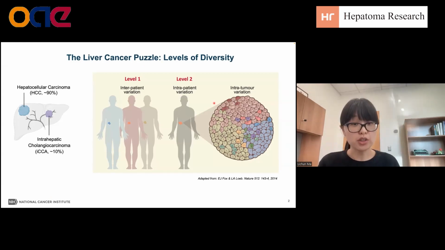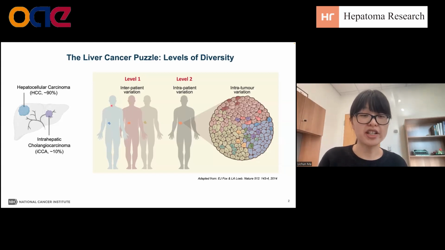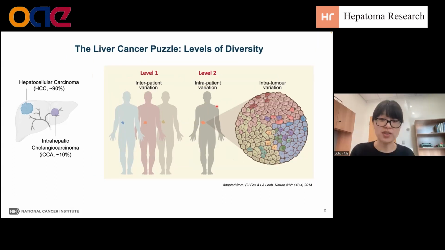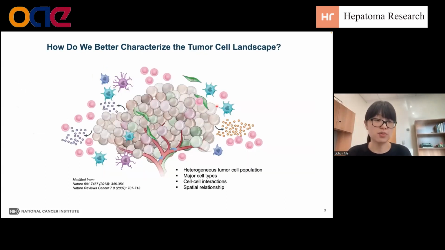Both clinical subtypes of liver cancer are very heterogeneous, with vast molecular heterogeneity both between patients and within a specific patient. Those two layers of tumor heterogeneity make liver cancer one of the most difficult to treat malignancies and bring critical challenges to identify biomarkers for diagnosis, intervention, and prognosis. The question is, how do we better characterize the complex landscape in liver cancer, including the heterogeneous tumor cell population, the major cell types, the cell-cell interactions, as well as the potential spatial relationships of different cells to identify potential biomarkers?